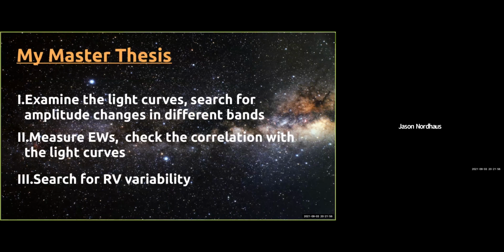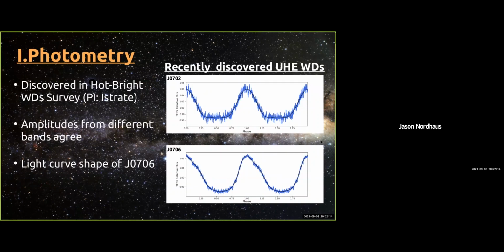The main goal of my master thesis is to shed some light on what causes the photometric variability. For this, I examined the light curves and searched for amplitude changes in different bands. Then I measured equivalent widths and checked for a correlation with their respective light curves. And finally, I searched for RV variability. In our recent study, we investigated all known ultra-high excitation white dwarfs, and we did not see any noticeable differences in amplitudes observed in different bands. However, two new objects were discovered in the bright white dwarf survey, and for these two objects, we also do not see any amplitude differences, and they all agree. However, I should also mention that J0706 shows an asymmetrical light curve shape, as you can see here, which cannot be explained with binarity since we would expect symmetrical light curves. In fact, this can be explained with an asymmetrically distributed magnetosphere or spots on the white dwarfs.